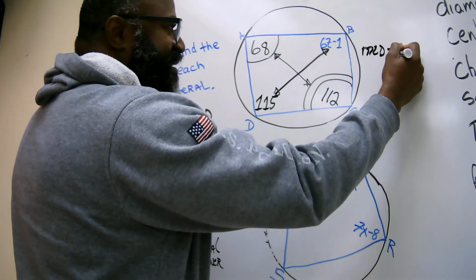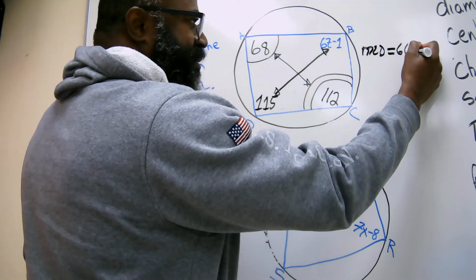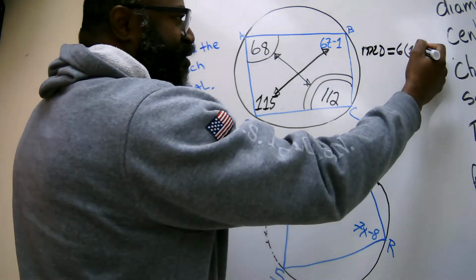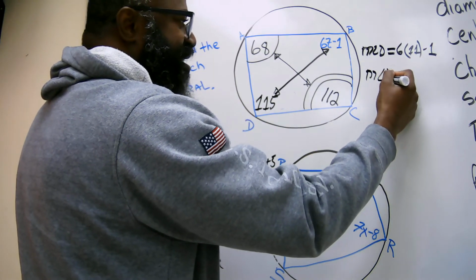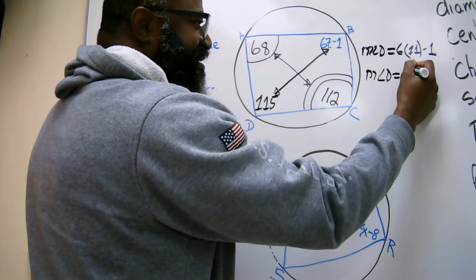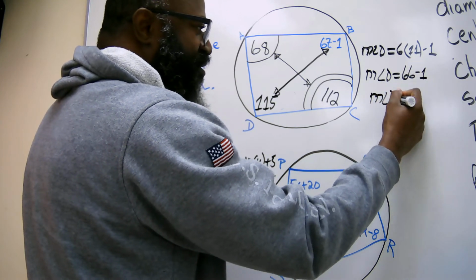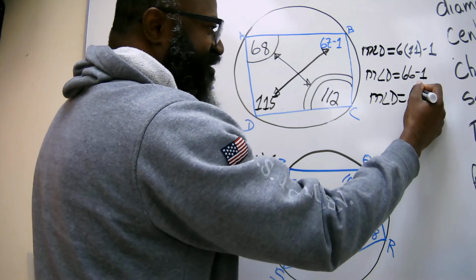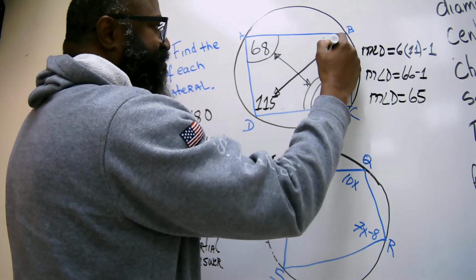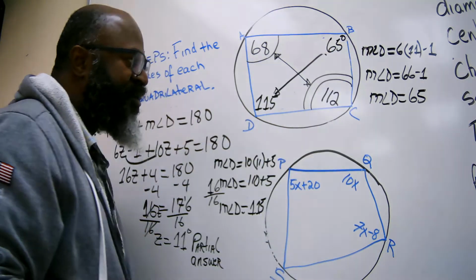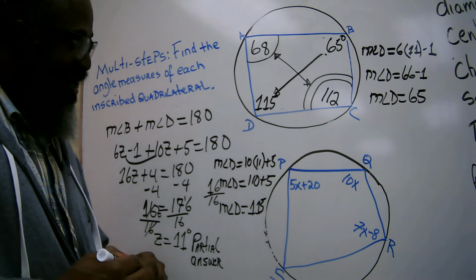It is 6 times 11, and you minus 1 from that. Then you will find the measure of angle D. That will give 66 minus 1. Then the measure of angle D will give you 65. That's the other way of finding that. And if you add those 4 angles, they will add up to 360.